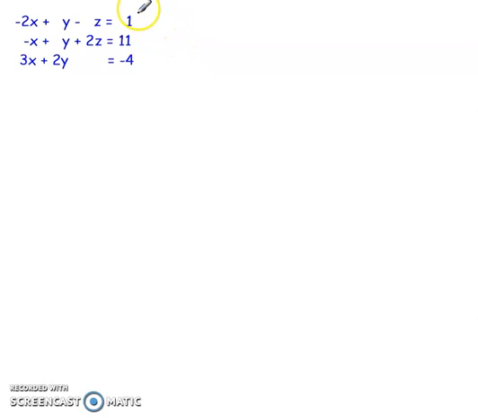So I've got my system of equations here. First thing I'm going to do is put them into an augmented matrix. So I'm going to end up with -2, 1, -1, 1, -1, 1, 2, 11, and 3, 2, 0, -4.